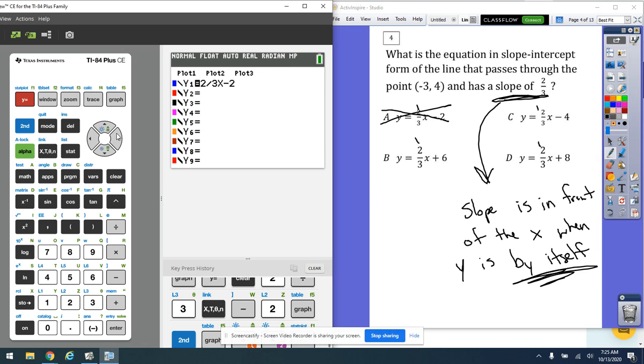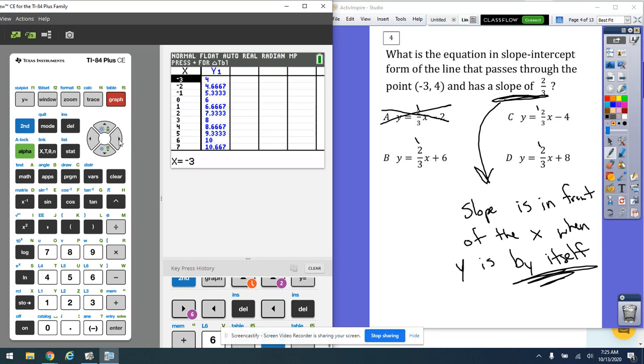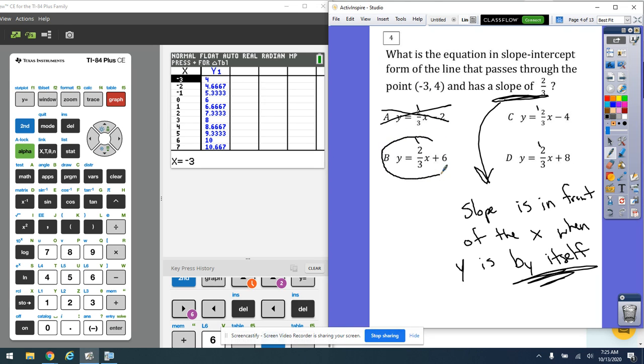So I'm going to do the same one again, but this time I don't have to change the fraction. All I have to do is delete, and just do plus 6. Graph, second table. Now I'm going to go negative 3, positive 4. Hey, and there's our answer choice. So basically that's the one that's going to work for our situation. It has a slope of 2 over 3, and then it has a point of negative 3, 4 according to our table.